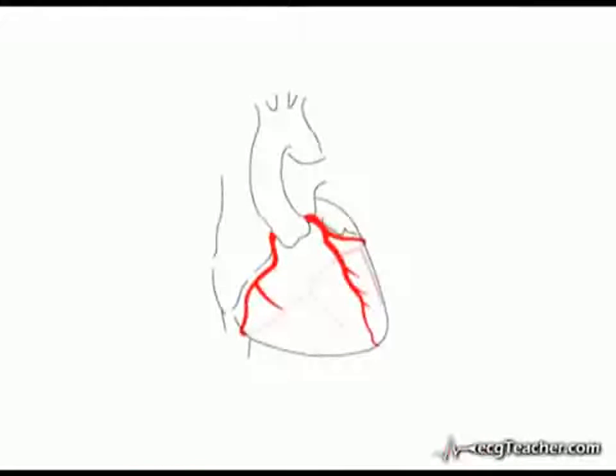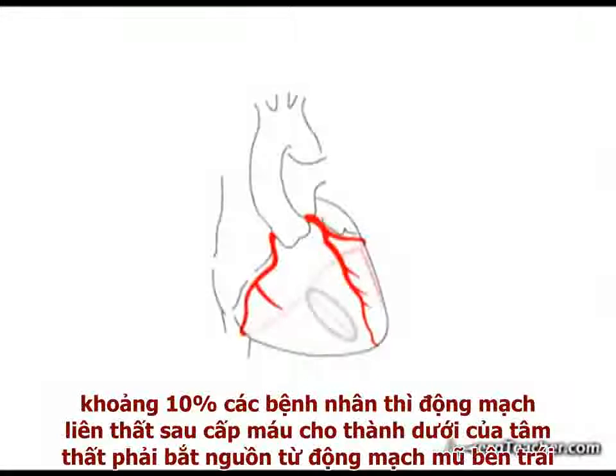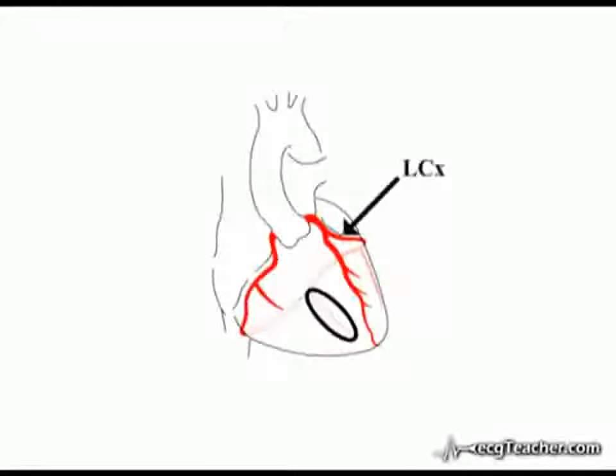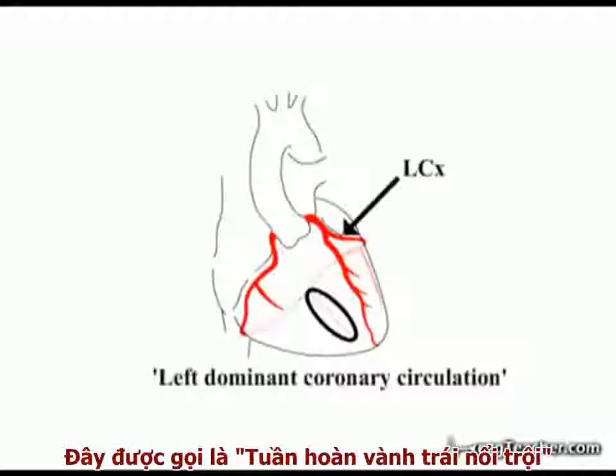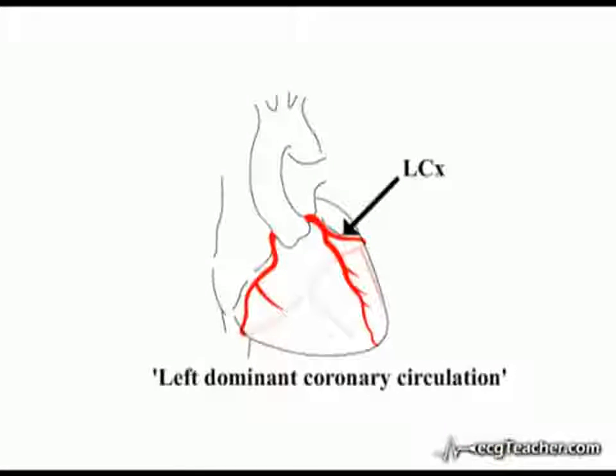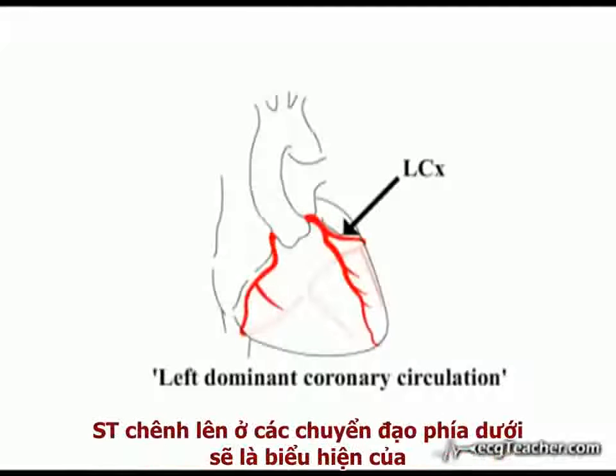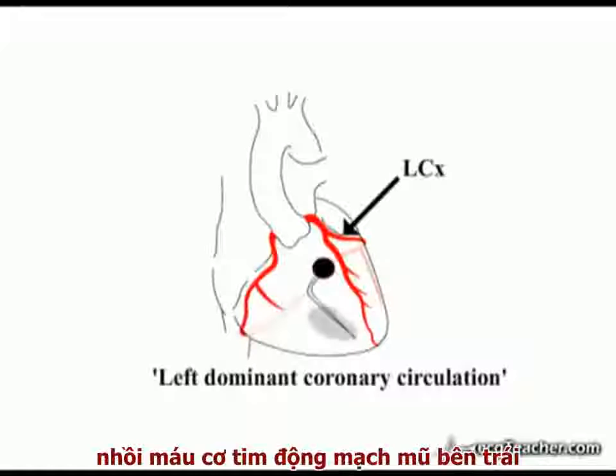To give you one of many examples of the former, in 10% of individuals, the posterior descending branch supplying the inferior surface of the heart arises from the left circumflex artery rather than the right coronary artery. This is termed a left dominant coronary circulation. In such an individual, an inferior pattern of ST elevation indicates obstruction of the left circumflex.